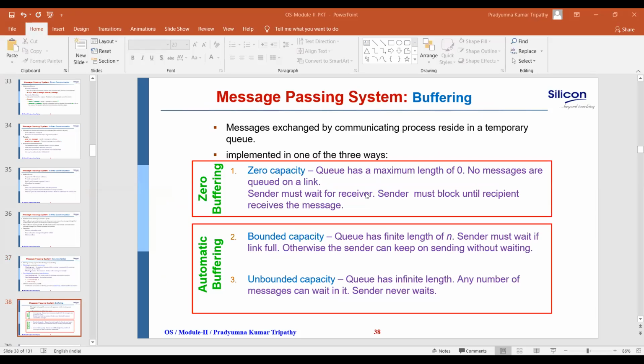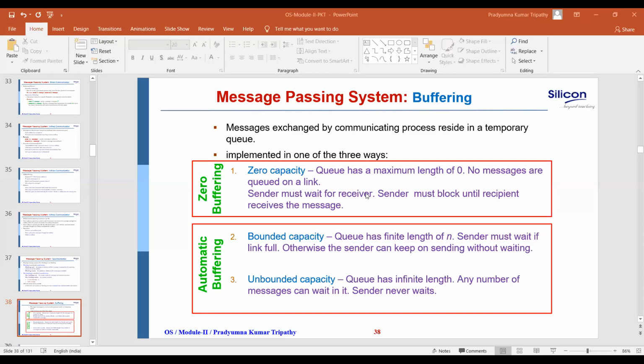So we have another term, buffering. The messages exchanged by communicating processes reside in a temporary queue. This buffer is either zero capacity or automatic buffering. Zero capacity buffer means you just think of the queue as having maximum length 0. So whatever I send has to go directly. There is no temporary storage over here. No messages are queued on a link. The queue has maximum length 0, meaning it doesn't exist here.